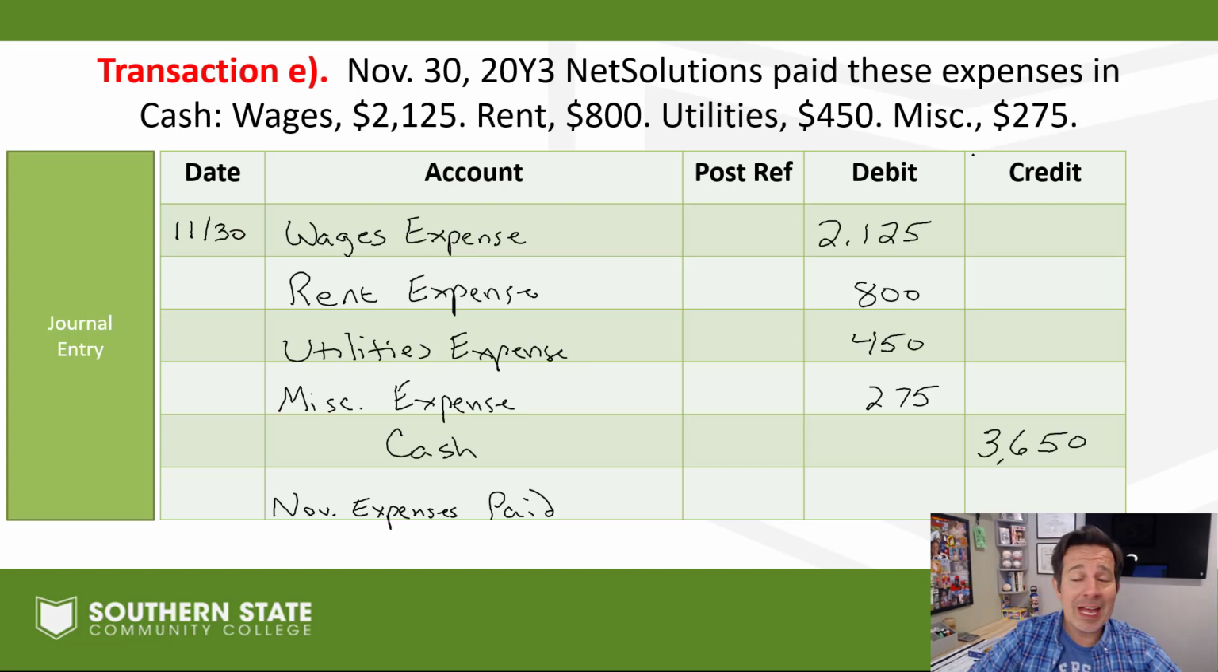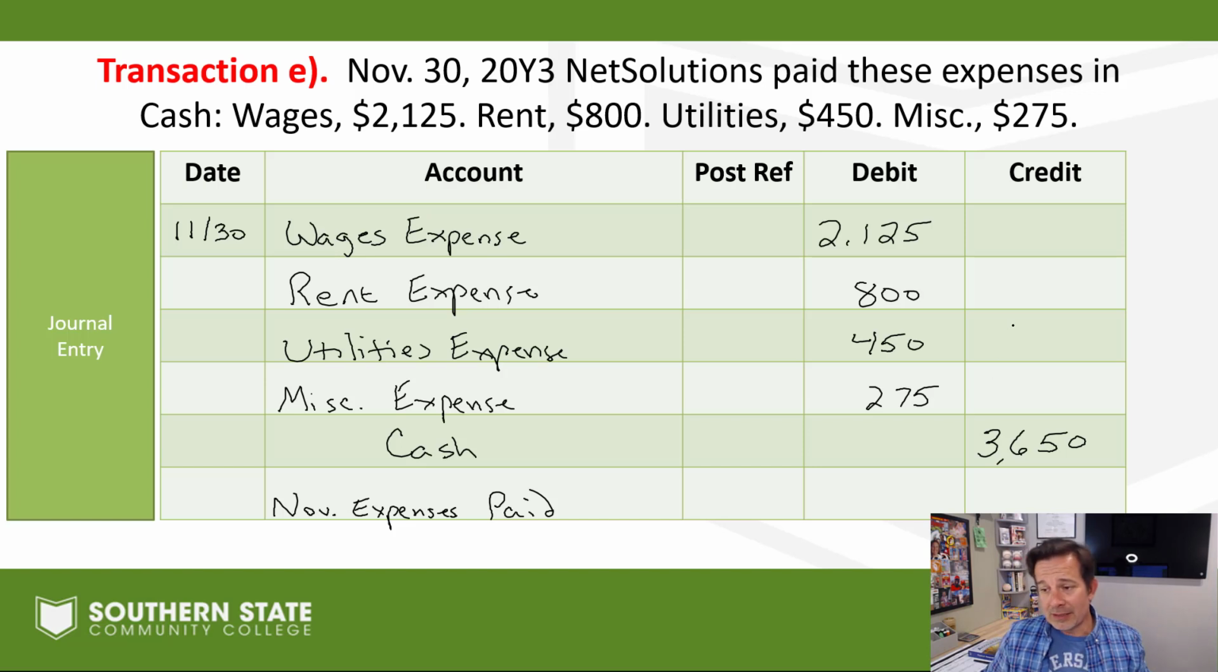Here we go. Hopefully you had a chance to write out your entry. Hopefully it looks like what mine looks like. I've got my wages expense, rent, utilities, miscellaneous, all on the debit side because expenses go up on the debit side of the account. And then I have a cash credit to reflect the fact that I have taken money out of my cash account to pay all those expenses. Cash account has gone down.